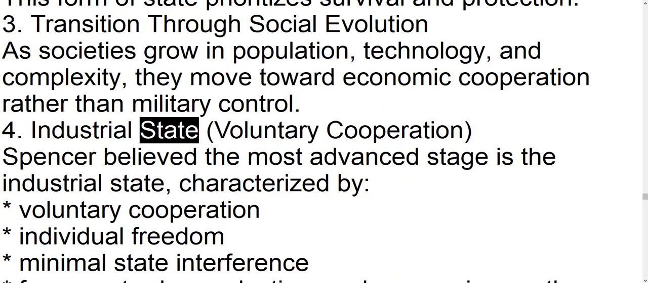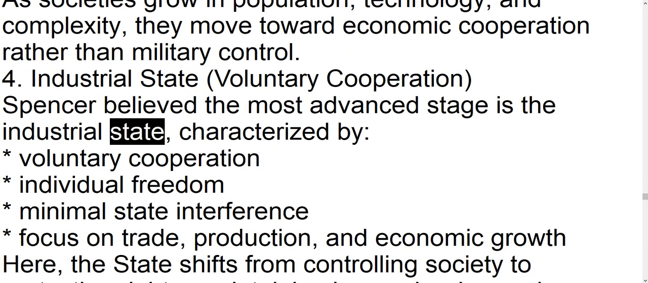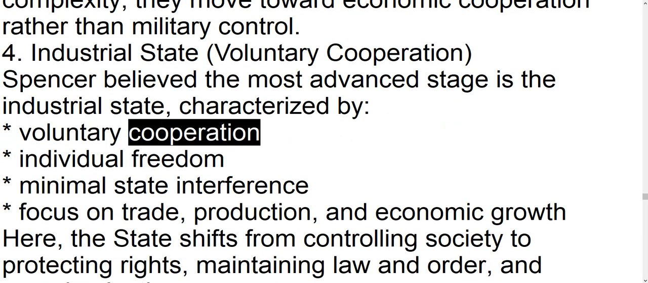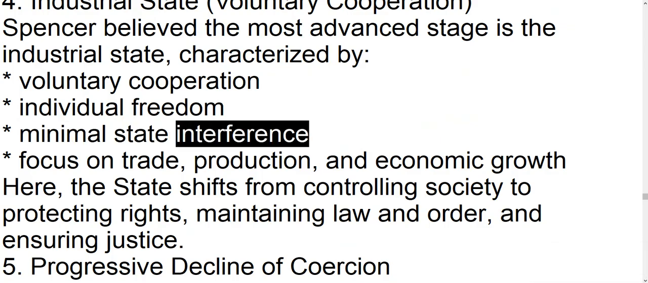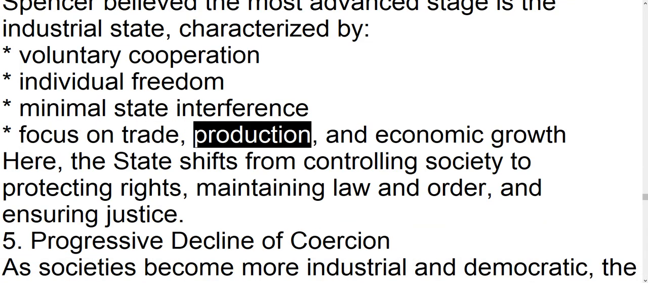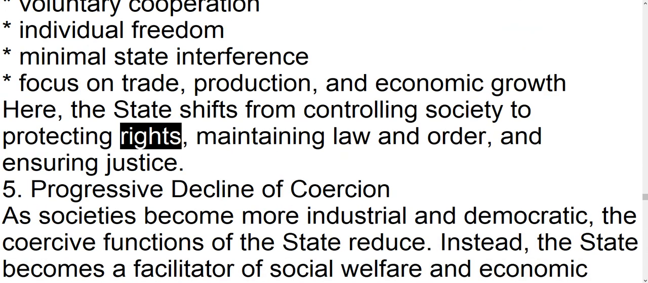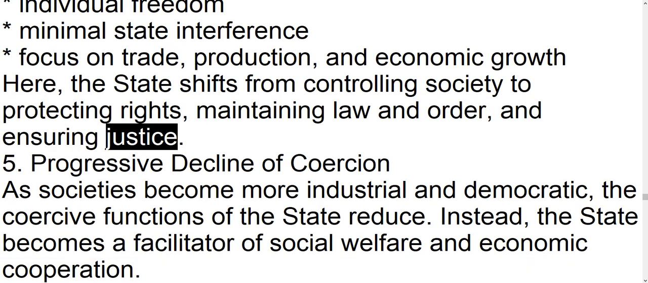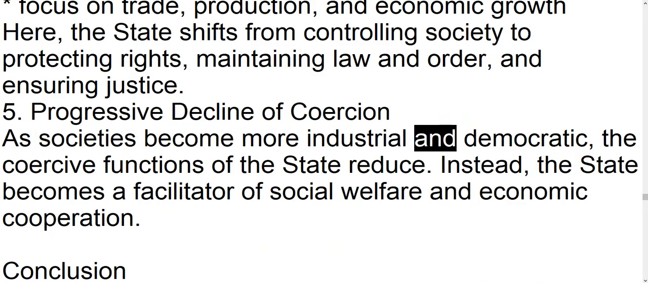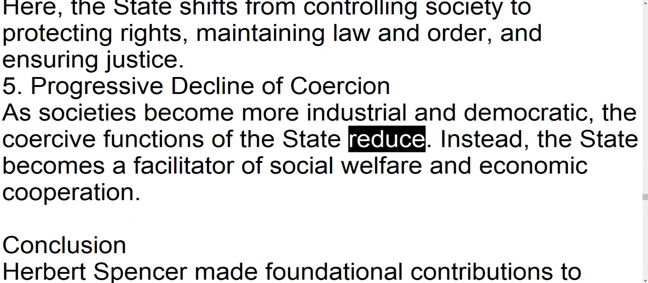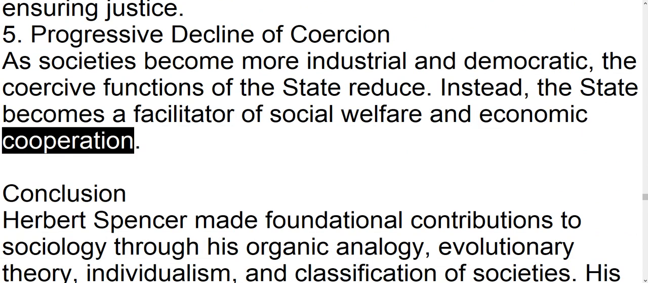4. Industrial state, voluntary cooperation. Spencer believed the most advanced stage is the industrial state, characterized by voluntary cooperation, individual freedom, minimal state interference, and a focus on trade, production, and economic growth. Here, the state shifts from controlling society to protecting rights, maintaining law and order, and ensuring justice. 5. Progressive decline of coercion. As societies become more industrial and democratic, the coercive functions of the state reduce. Instead, the state becomes a facilitator of social welfare and economic cooperation.